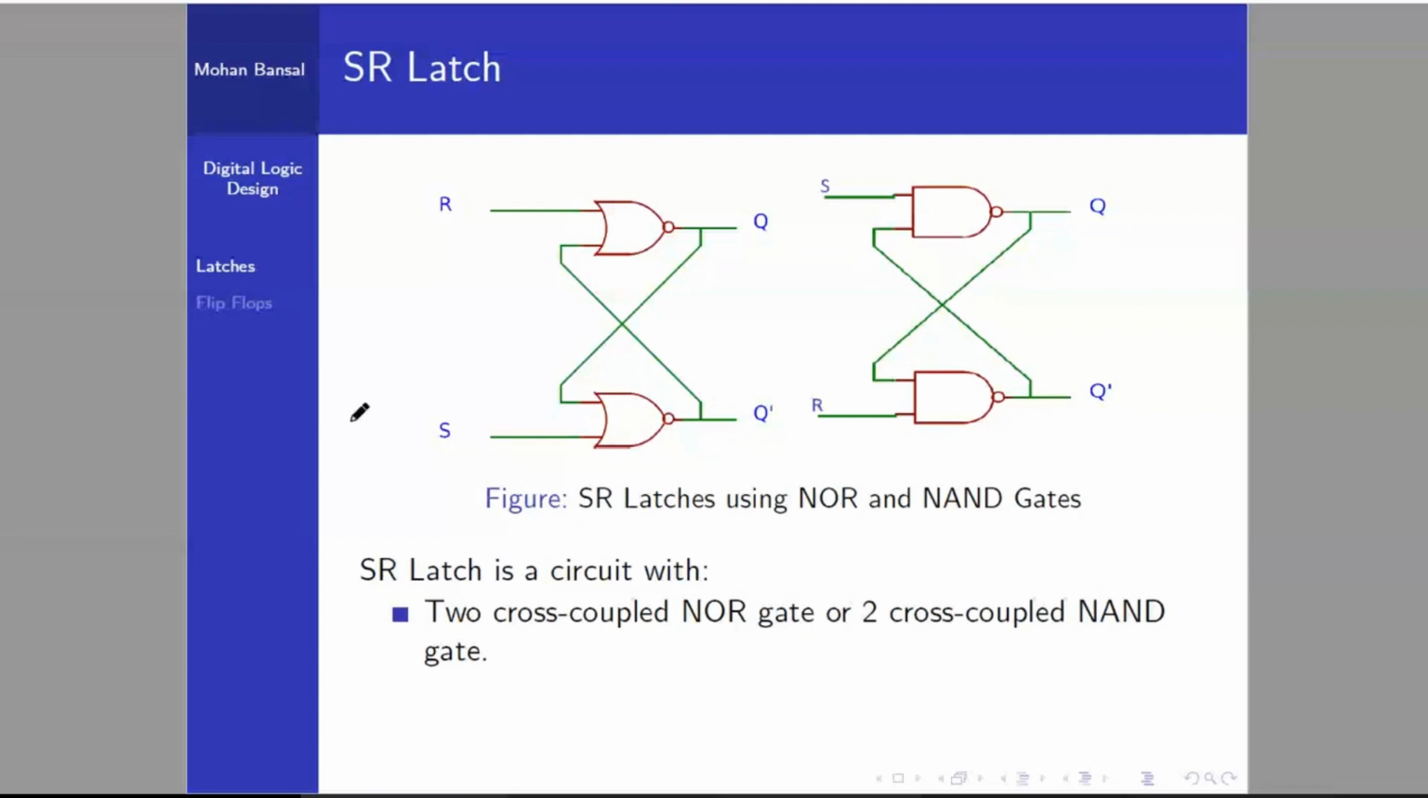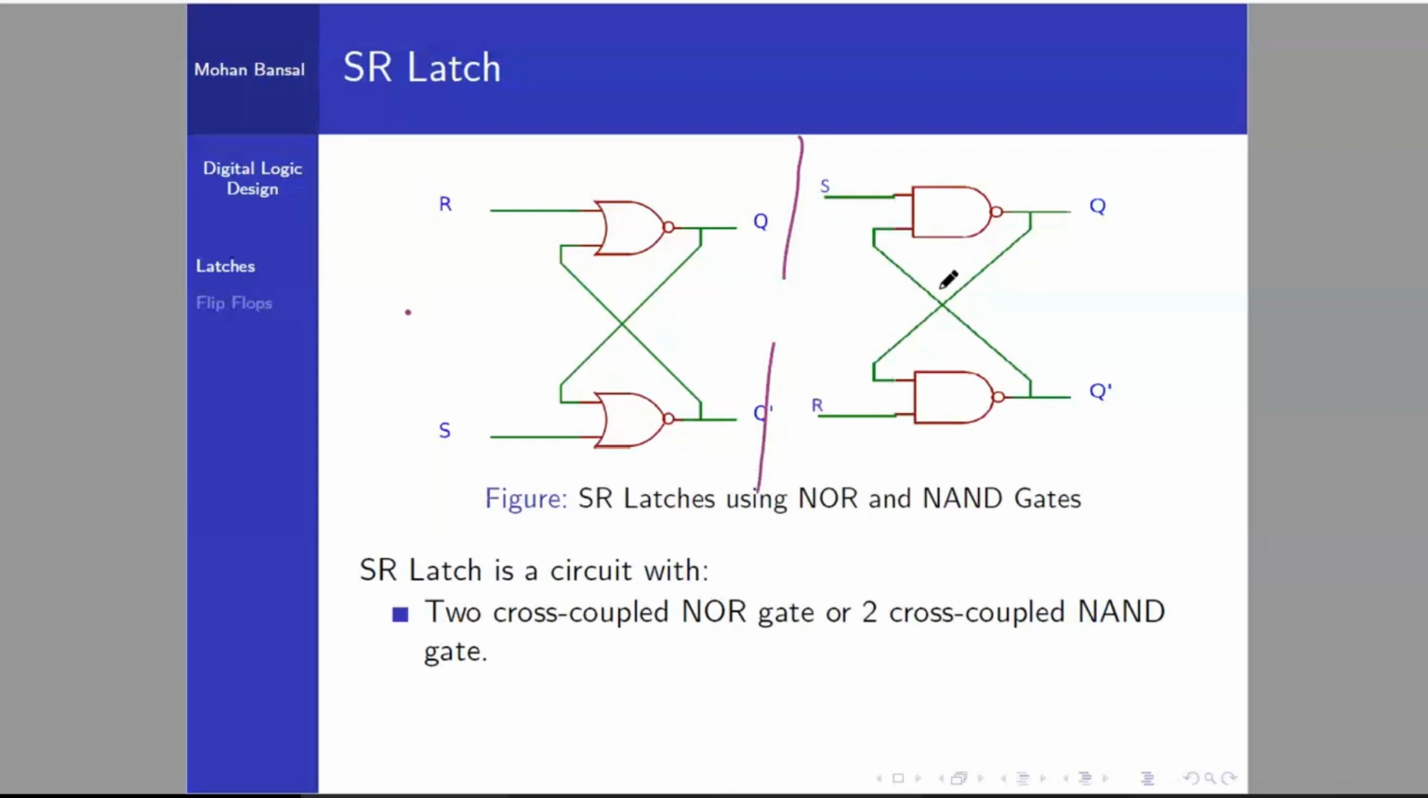Okay, and it is unclocked. There is no clock pulse. So here you can see that this is one latch. You can see this is one latch on the left side and another latch on the right side. You can observe. Okay. So this is a latch using NOR gate. This is the latch using NAND gate.